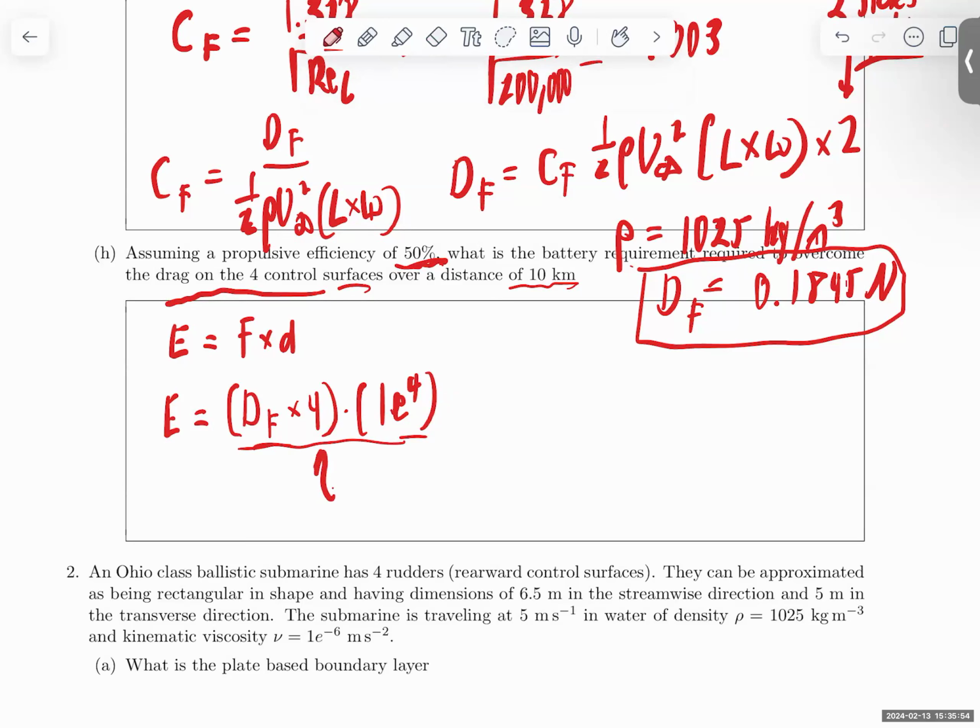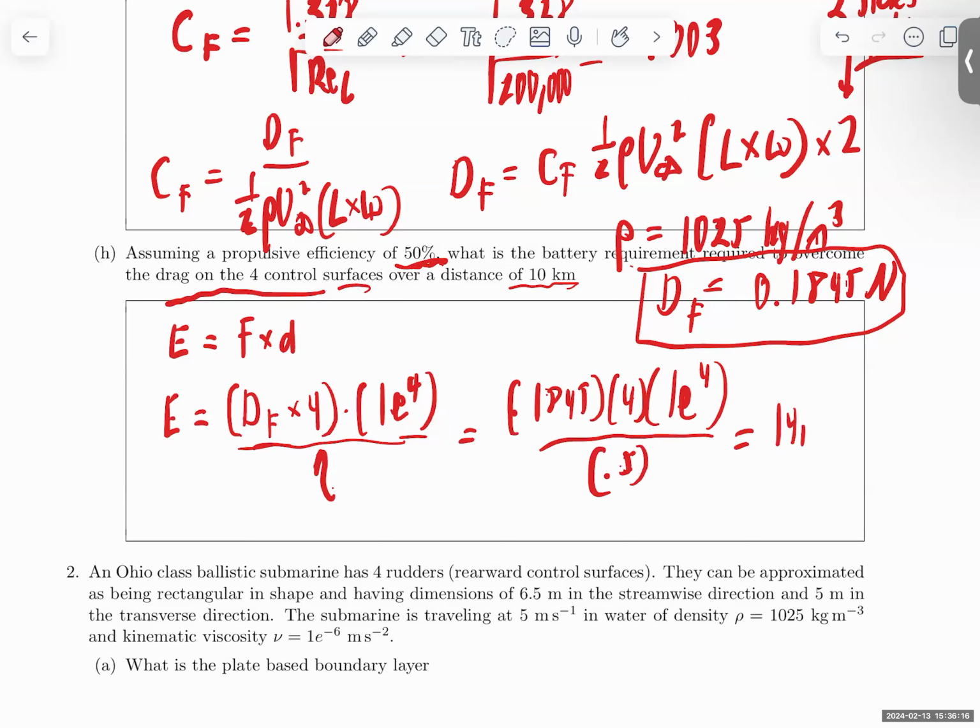And I think I have everything we need here. I'm going to plug in our actual drag in newtons, 1845 times 4, because there are 4 of these things, times the distance we have to drag these things, 10 to the 4 meters, divided by 0.5, because we're dealing with some losses in the propulsive efficiency. And we got about 14,760 joules. If I convert that to watt hours, which is how batteries are normally sized, we get 4 watt hours of energy. So there's an energy calculation.